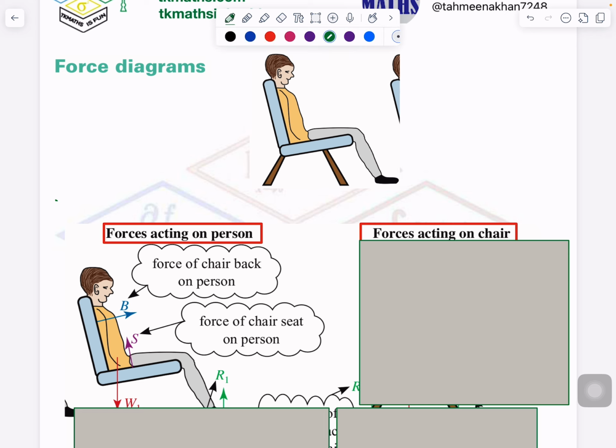If you see this B, what is B telling you? Force of the chair back on the person. Otherwise, the person will fall back. If you are leaning against the chair and the back does not push you, then you will fall back. Force of the chair seat on the person, you can see here. Otherwise, the chair will break and you will go down. So it is also forcing you up.